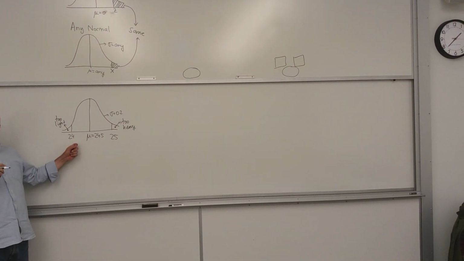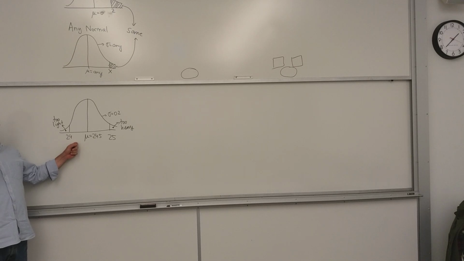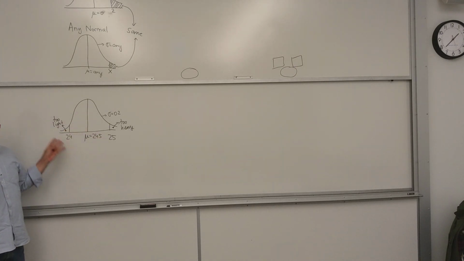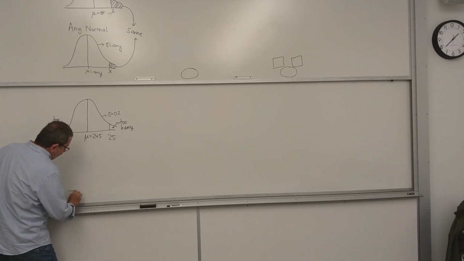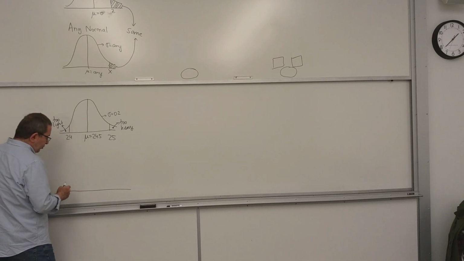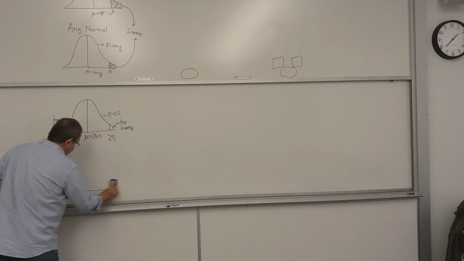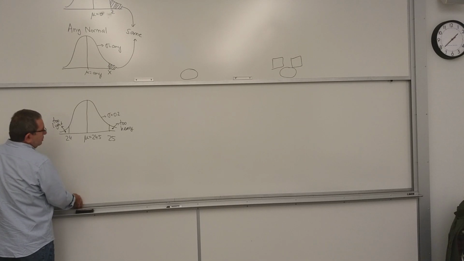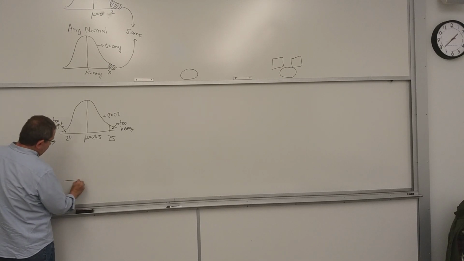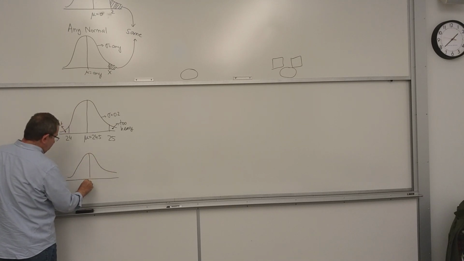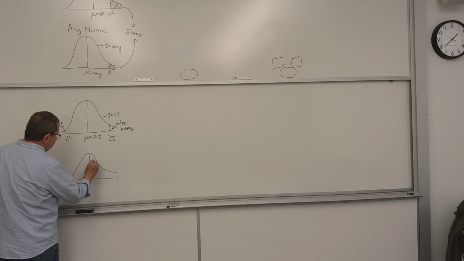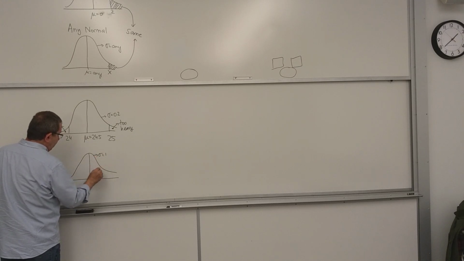So this is not the standard normal distribution. Why? Because the mean is not 0 and the standard deviation is not 1. Okay, so this is any normal distribution. So let's find the standard normal here. Okay, so the standard normal will be here, something like this. Okay, mu equals 0, sigma equals 1.